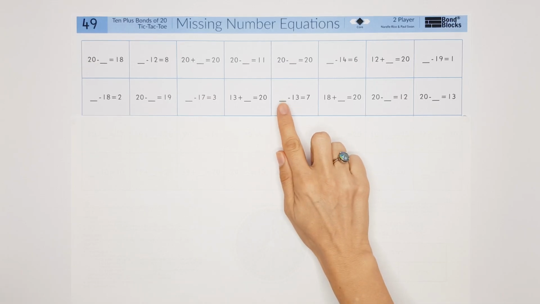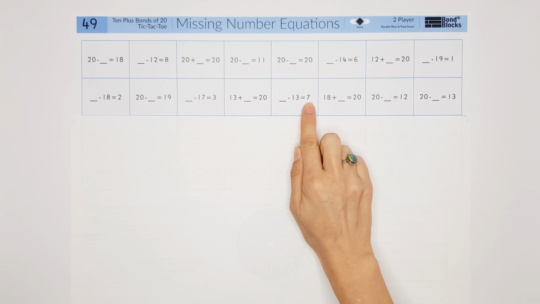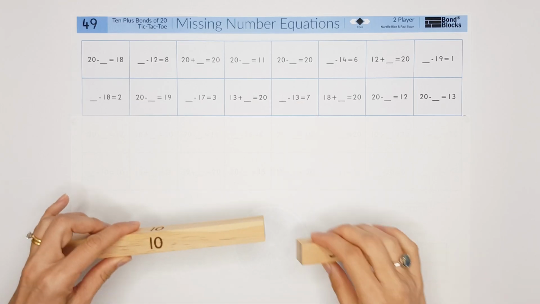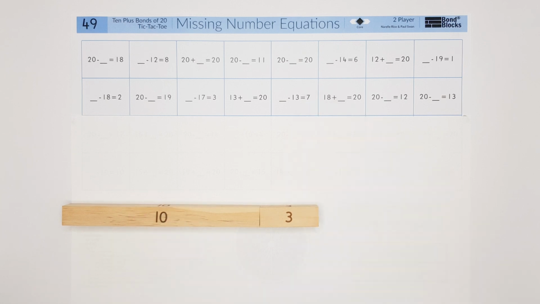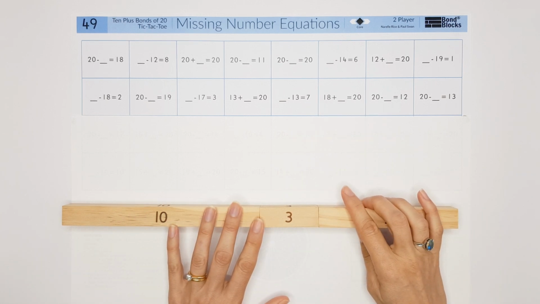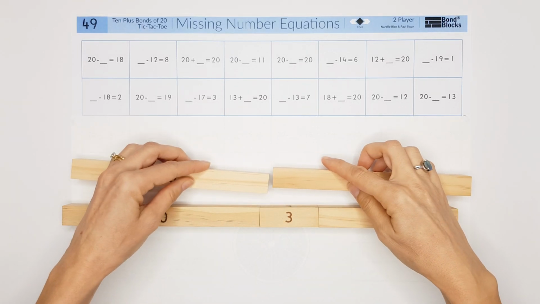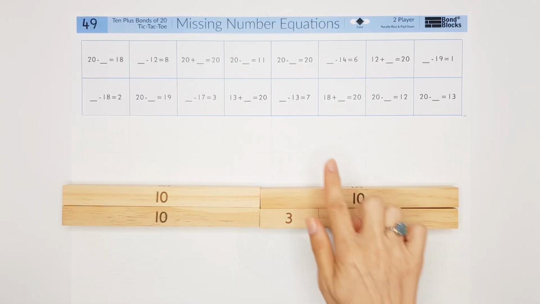So in this one, whole subtract part equals part. I know the part of 13. I know the part of 7. So I need to join the 2 parts together to find the whole of 20. So 20 would be the missing number.